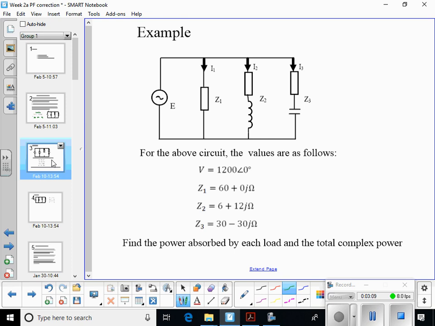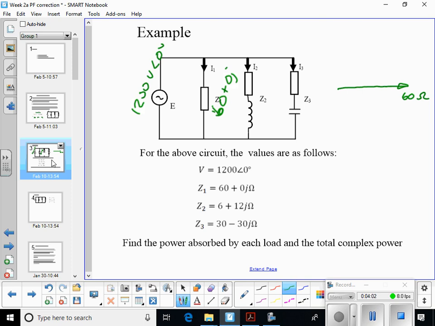So, having a look at an example. The above circuit, the values are as follows. V is 1200 angle 0. Z1 is 60 plus 0J. So that's a resistive load. We're going into complex numbers here. We're in the rectangular form. So that represents just a resistance, 60 ohms on the left to right scale, and nothing up or down, no J term.